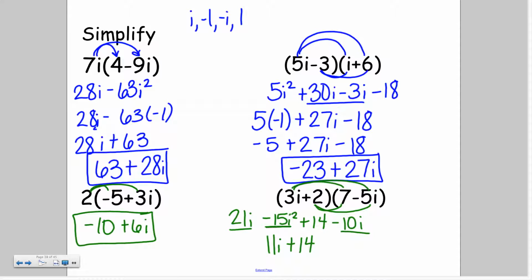And then this has to be gotten rid of. So negative 15 times a negative 1, which is what the i squared is. Negative times a negative gives me a positive. So 15. Now I need to combine like terms. So 15 plus 14 is 29 plus 11i.